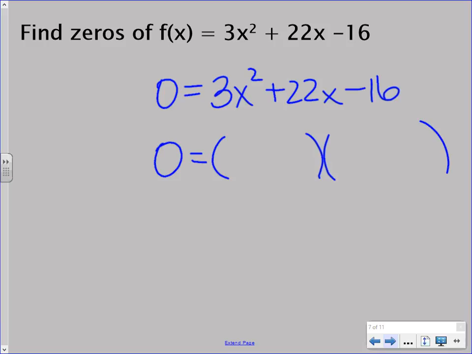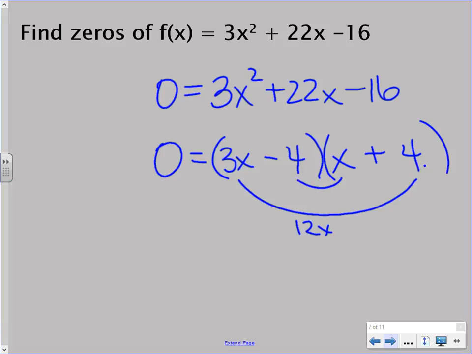To get 3x squared, we need a 3x and an x. To get negative 16, we're going to have to pick two numbers that multiply to be 16 here. Any suggestions? 4 and 4. One has to be positive, one has to be negative, right? So here we get 12x, and here we get negative 4x. Does that add up to be 22x? Sure doesn't.